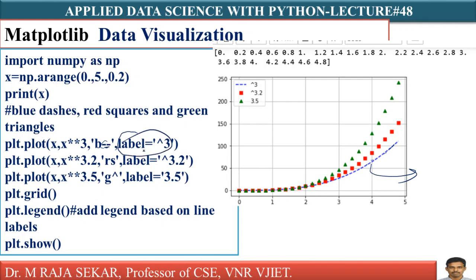Which label am I giving? Label x power 3, the exponent 3 symbol, I am giving. Just see, this is the label. This is the label, isn't it?